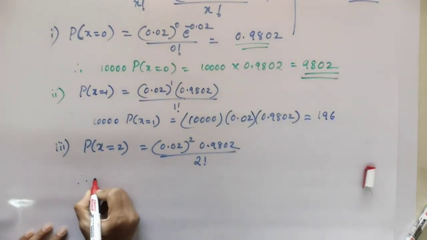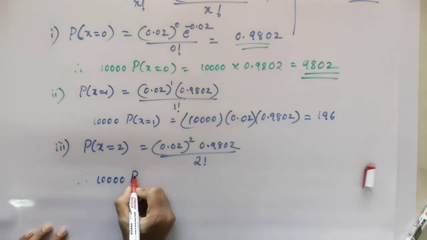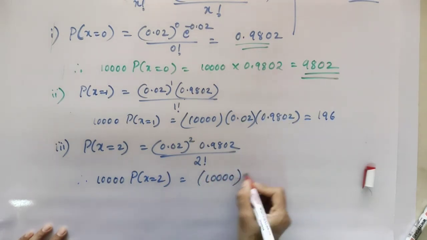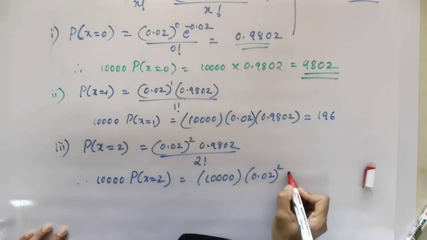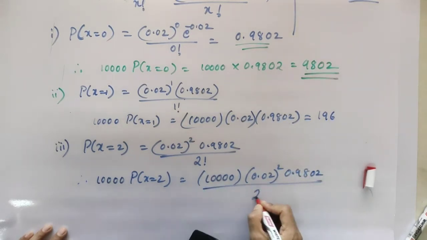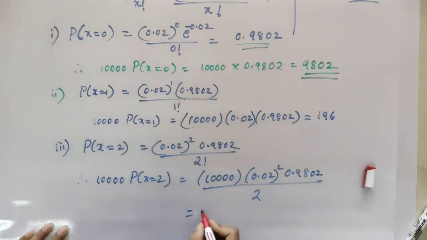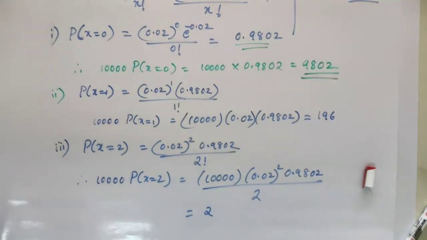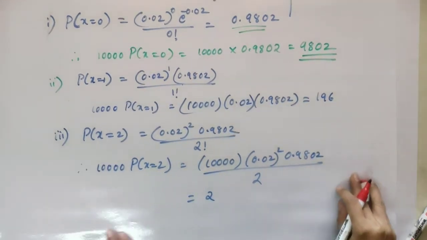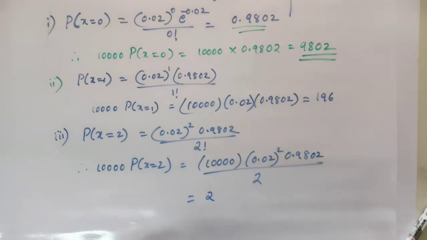So 10,000 into P of x is equal to 2 we have to do. It will be 10,000 into 0.02 whole square into 0.9802, divided by 2 factorial, which is 2 only. If you find that number, the approximate number comes out to be 2. So there are 2 such packets in the consignment of 10,000 where there are 2 defective blades. We have estimated the numbers.